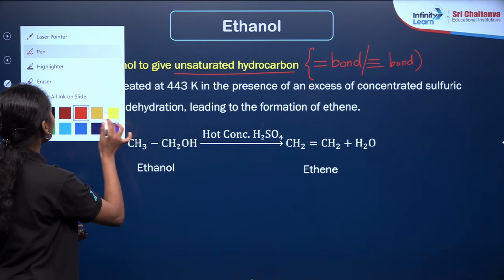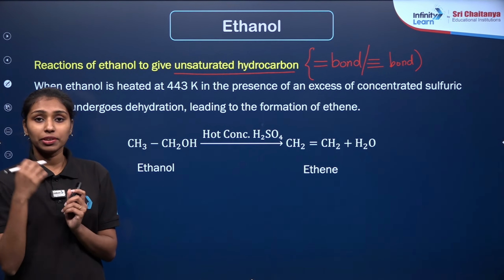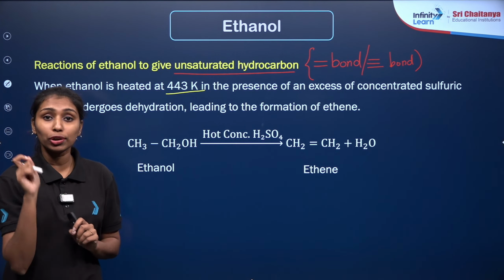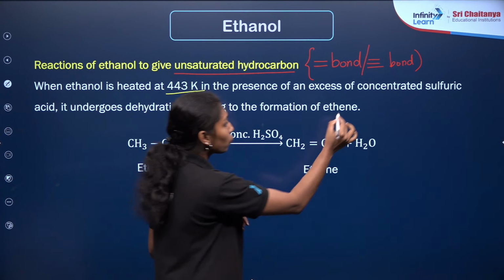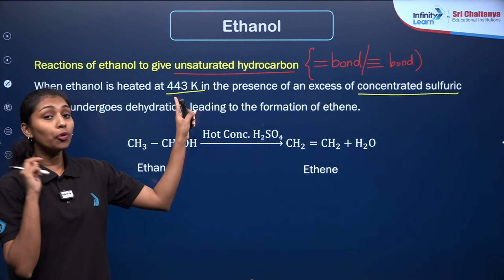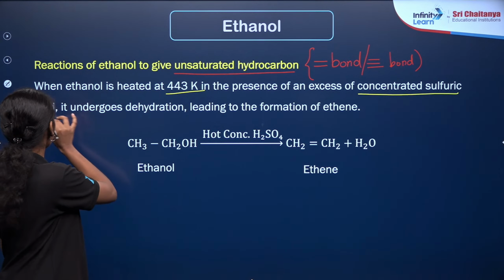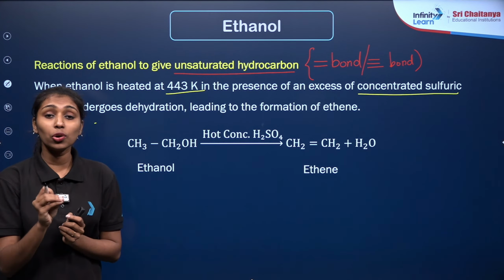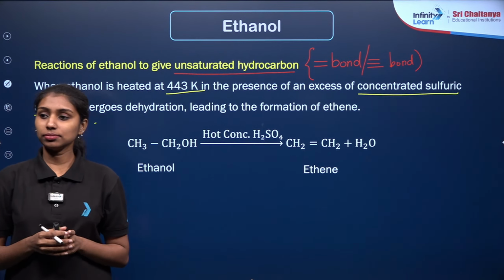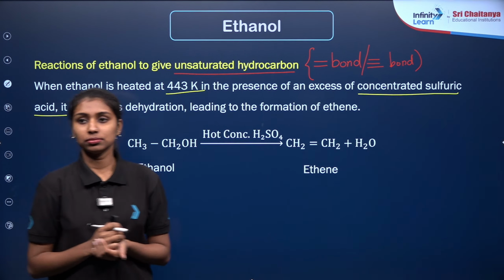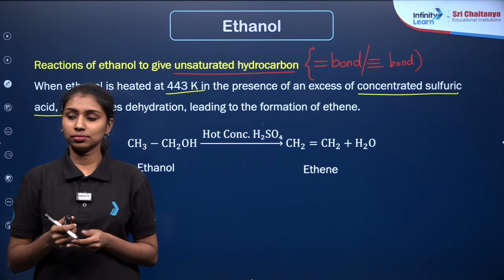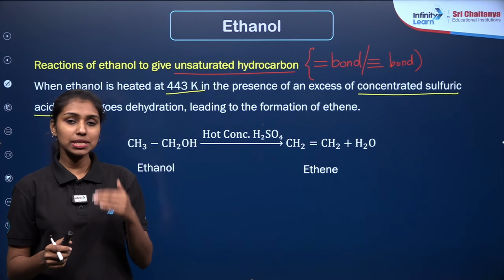So what we are doing here, we are taking our ethanol molecule, then heating it at a specified temperature, 443 Kelvin, in the presence of excess concentrated sulfuric acid. This reaction is very specific. It will happen at the temperature of 443 Kelvin and in the presence of sulfuric acid only. So what is happening here? It will undergo dehydration. What do you mean by dehydration? Any idea? Dehydration means removal of water, right?